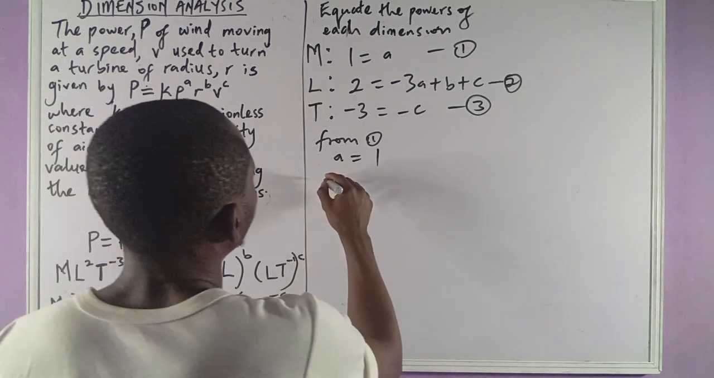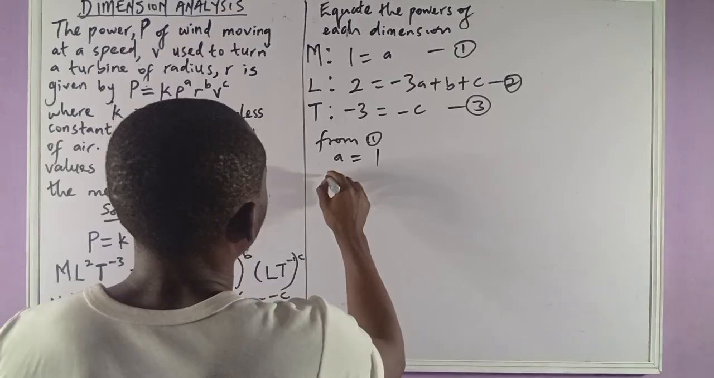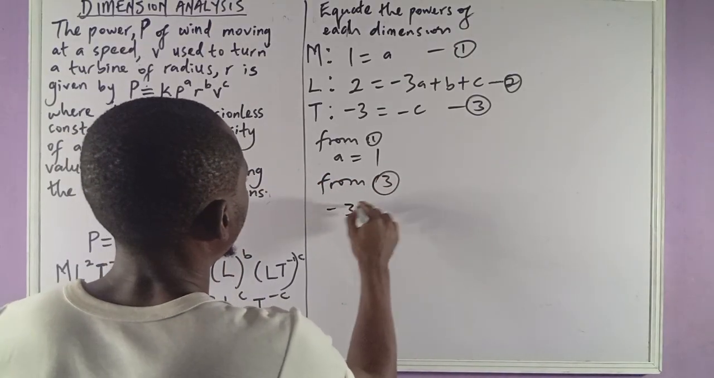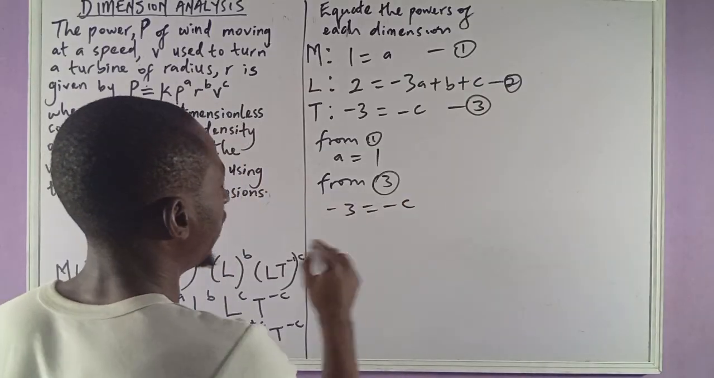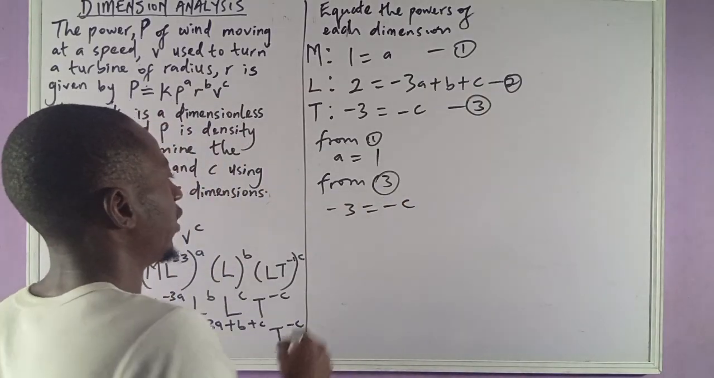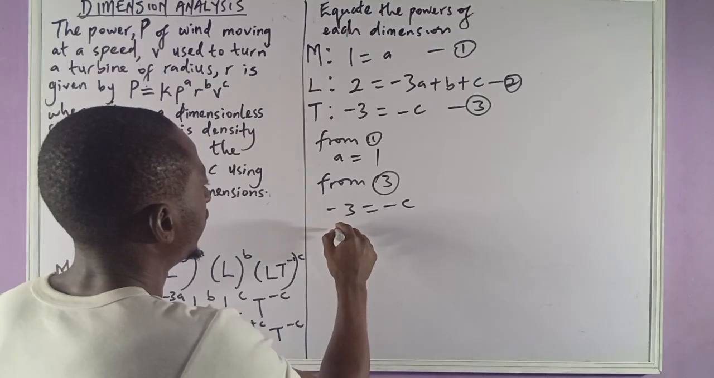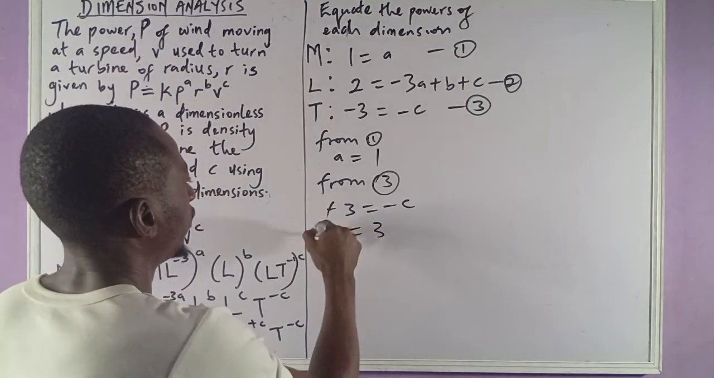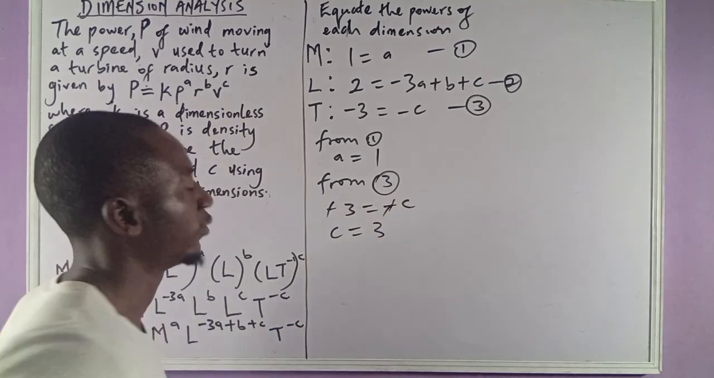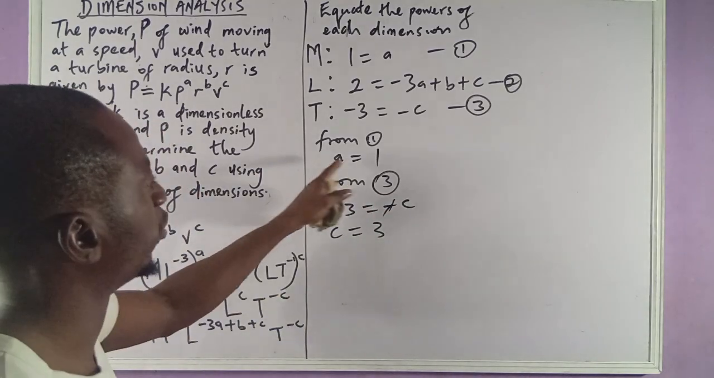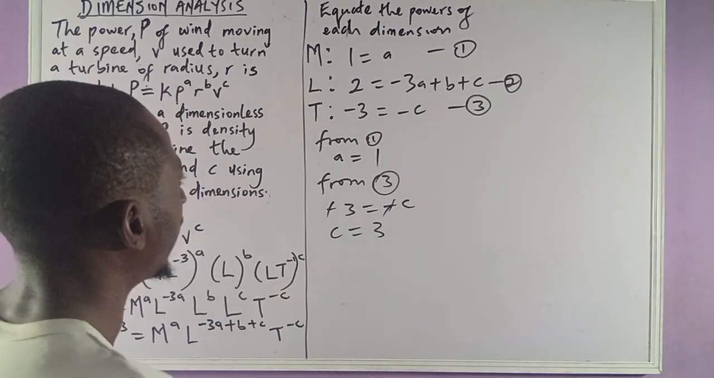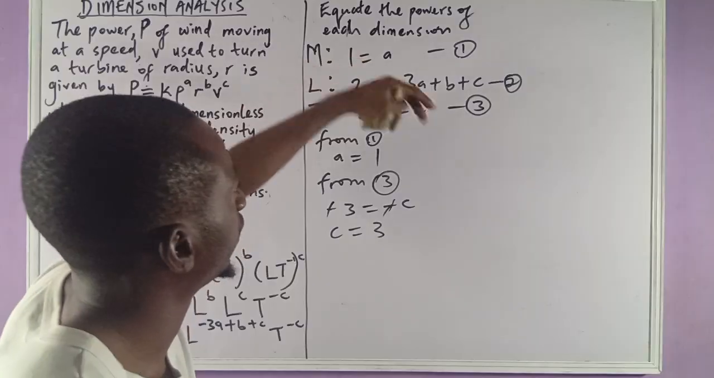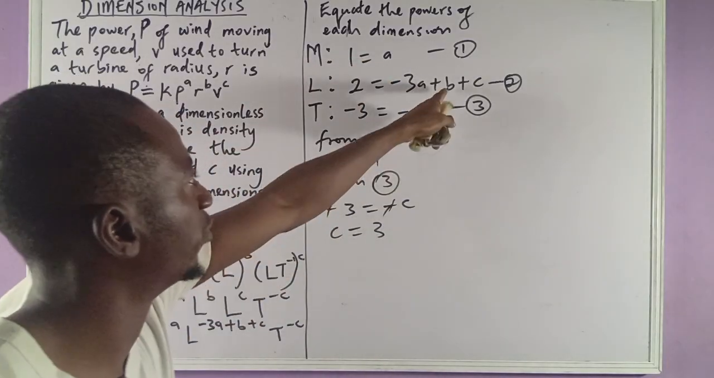From equation 3, we have -3 is equals to -C. Divide both sides by -1, and we're going to have C is equals to 3. So we have A to be 1, C to be 3. Then we can put the values of A and C into equation 2 and get the value of B.